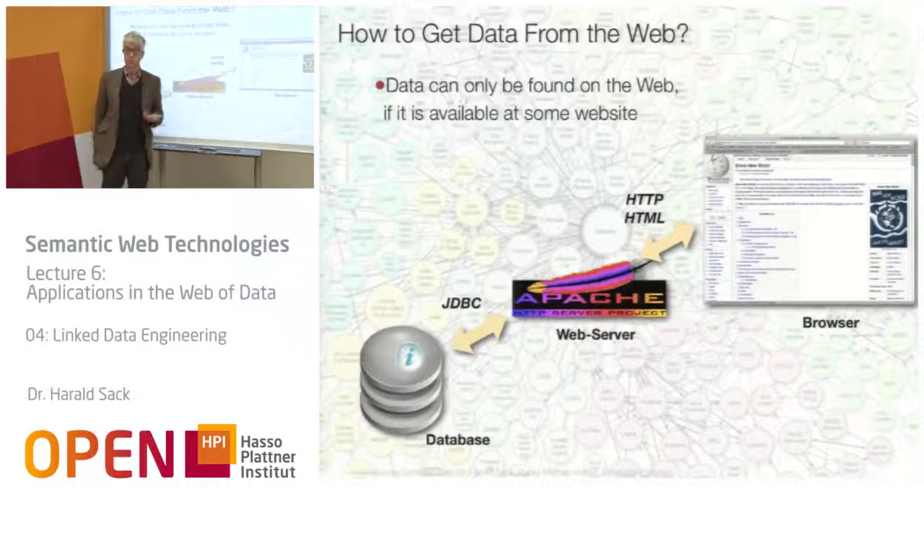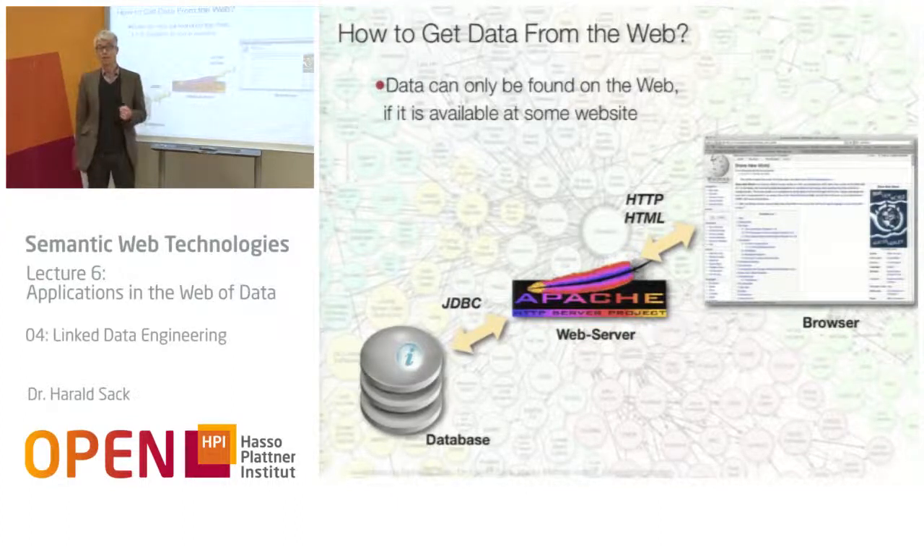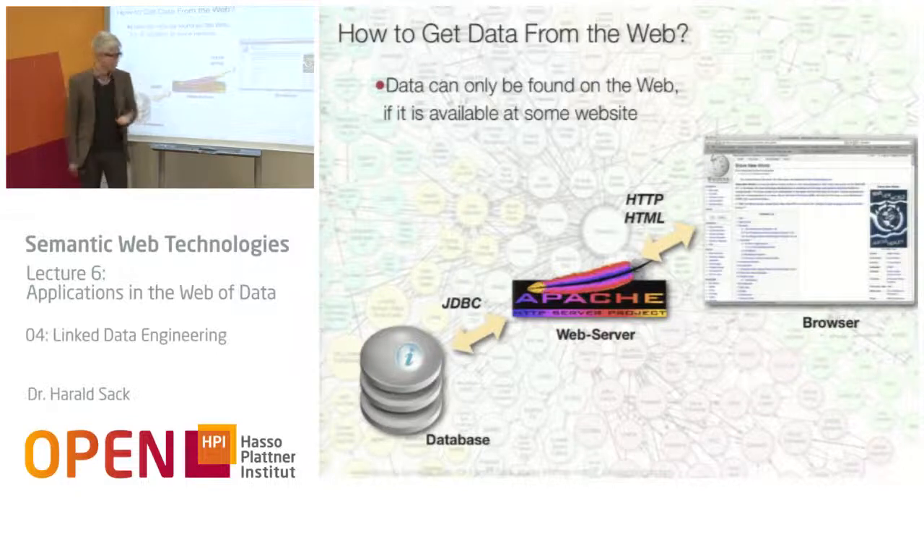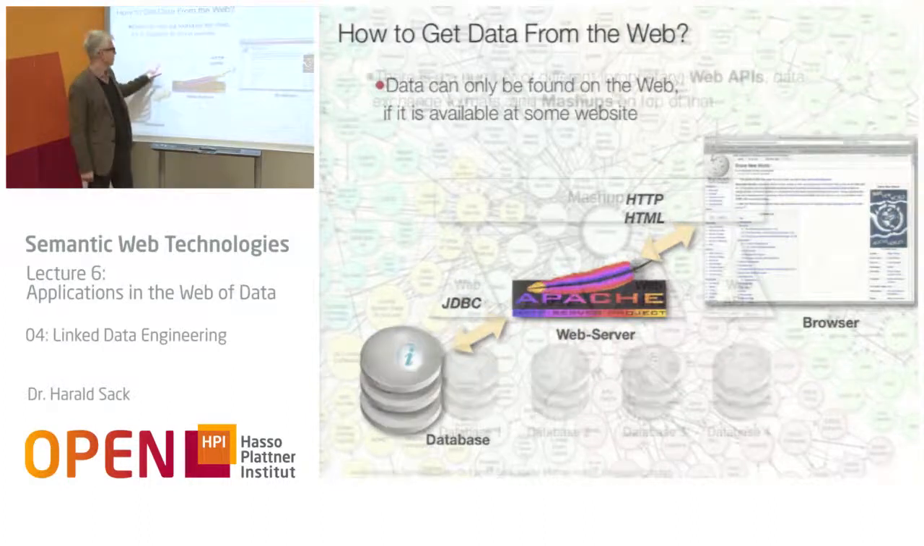Of course, data can be found on the web, and it's available on some websites. So you have tables there, and there is data inside these tables. But where do they come from? Usually, you have a web server, and the web server delivers the HTML page that you see in your browser. And the delivery works with the HTTP protocol. The database is usually connected to the web server, sometimes via, for example, JDBC as an interface. And then the data comes from the database to the web server and is transferred to the user via HTTP.